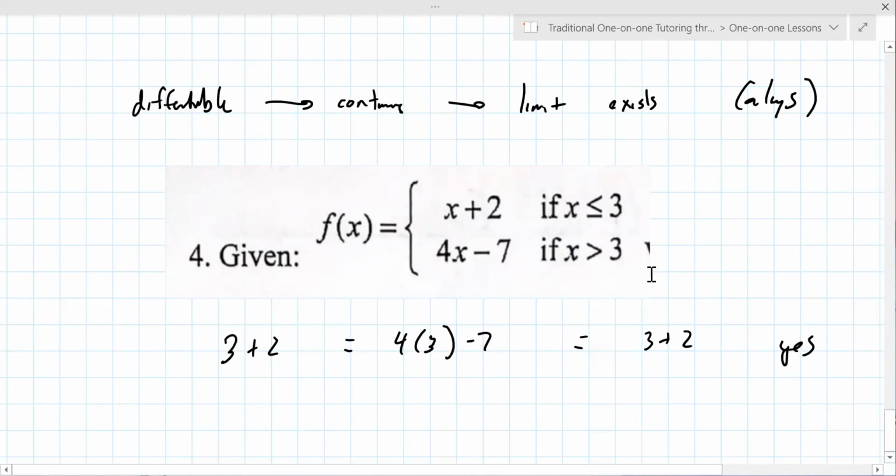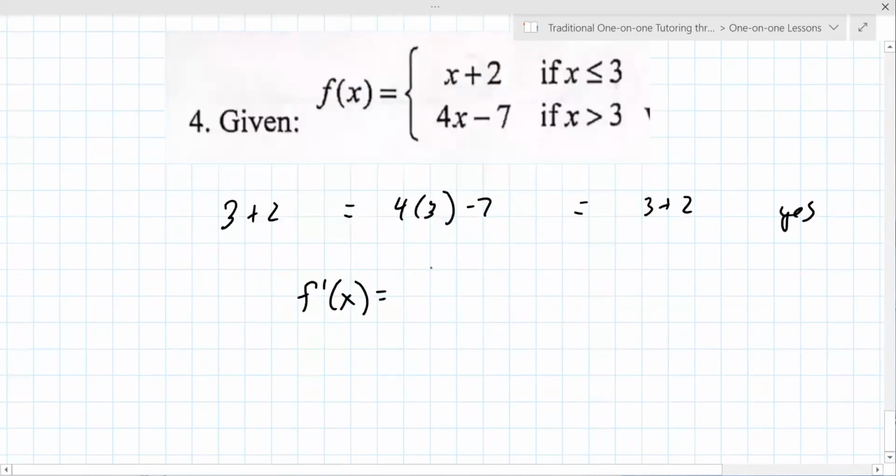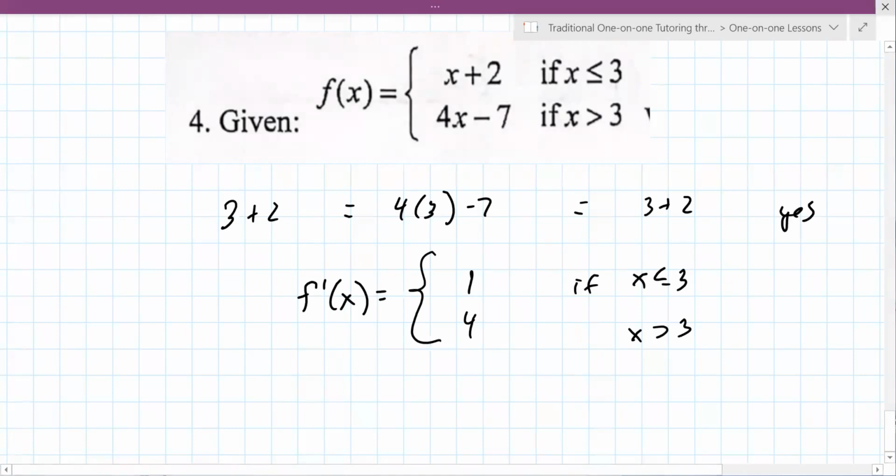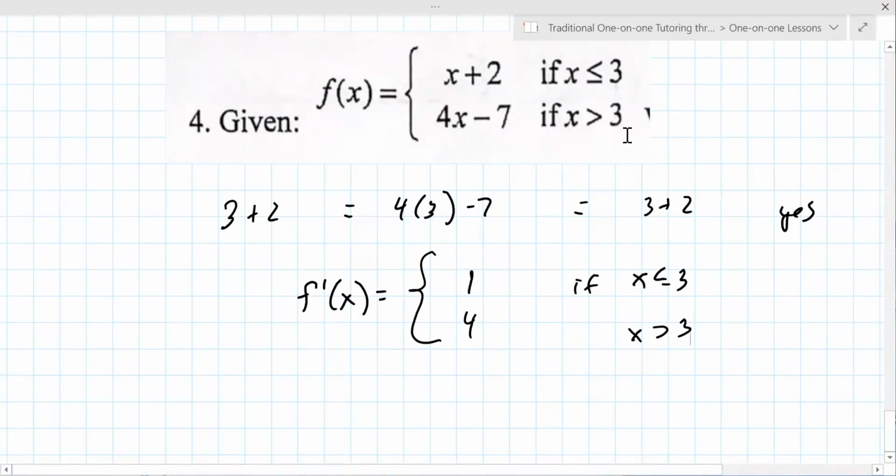Okay, now we actually can do a bit more because you know a bit more calculus. So we'll do it for this one. What is f prime of x? What is the derivative of each of these? 1 and 4. So are these the same? No, not differentiable. I was trying to find something that would work there, but it doesn't. So we'll do that there.